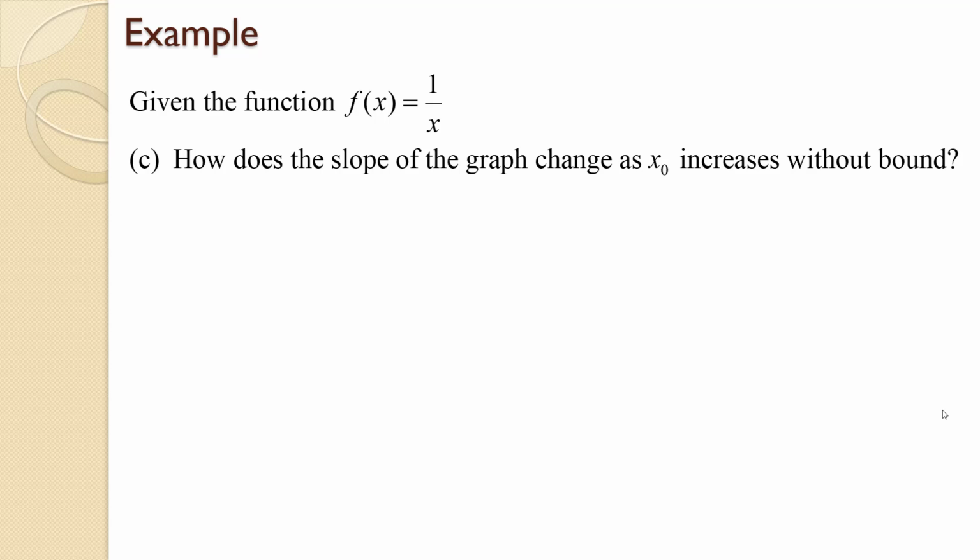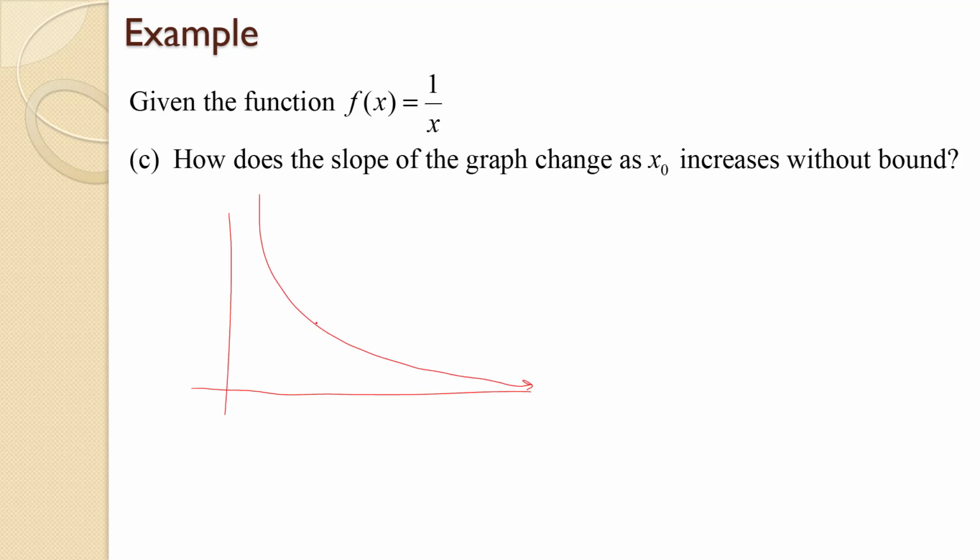So let's go check out the graph of this function. And let's see what happens to the slope of the graph as we take a point on that graph and we let the x-coordinate increase without bound. Now you remember what the graph of this function looks like. The graph of 1 over x looks kind of like this, and it has a horizontal asymptote here at y equals 0.